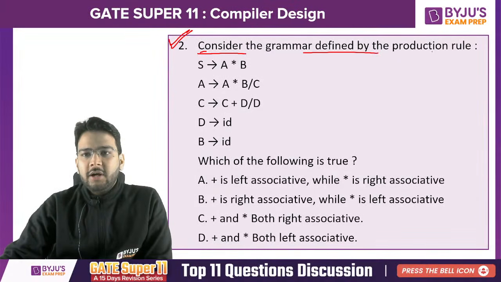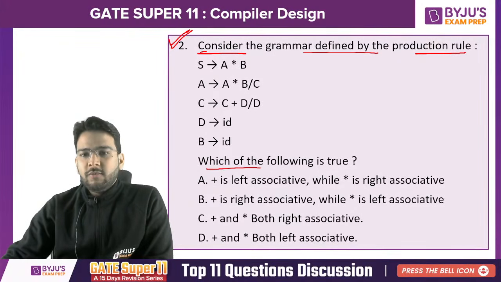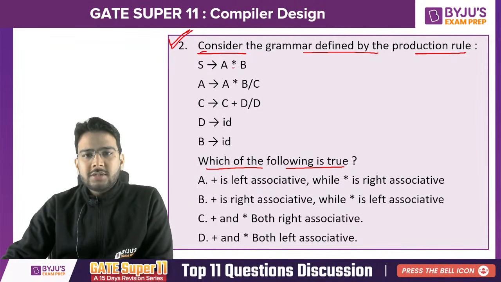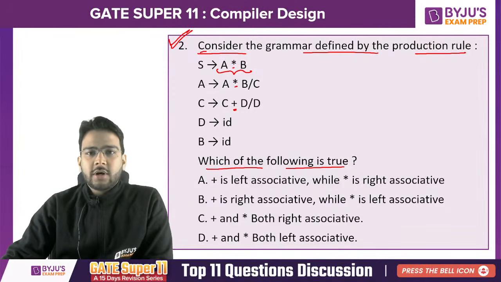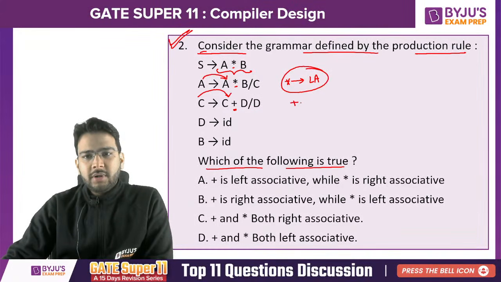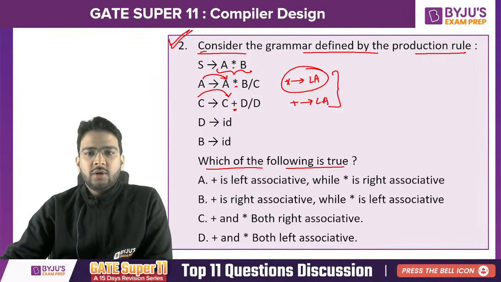Consider the grammar defined by the production rule. Here we have to find which of the following is true. So we have to find the associativity of the operators here. If you see here, star is present here, star is present here, and plus is present here, right? According to this production, you cannot identify whether it is left recursive or right recursive, right? So if you see here, this is left recursive. Now if it is left recursive, we can say star is having left associativity. Similarly, this is also left recursive, so we can say plus is having left associativity. So according to this, we can say option D is the correct answer.